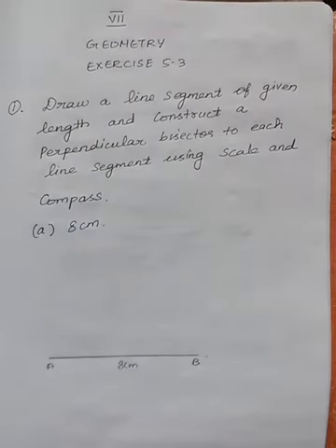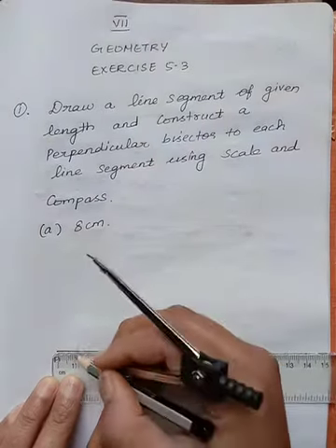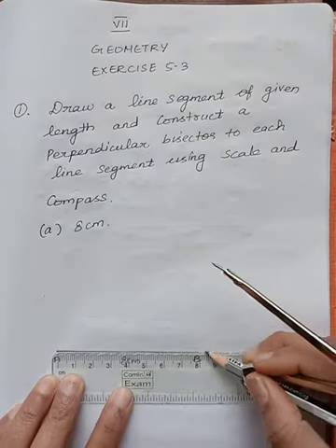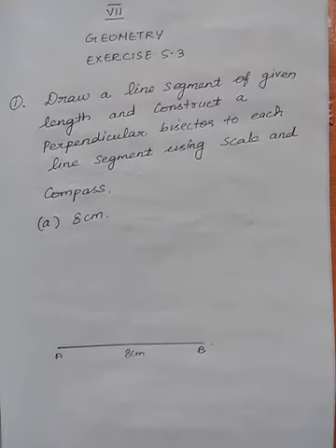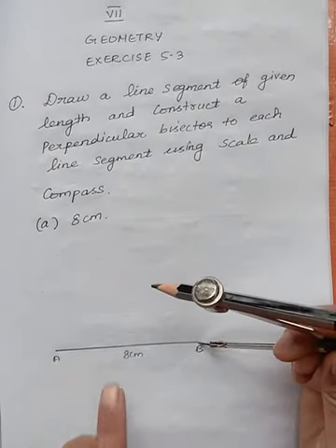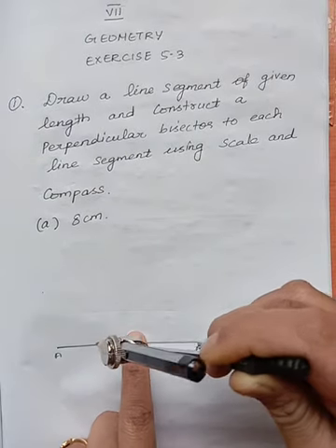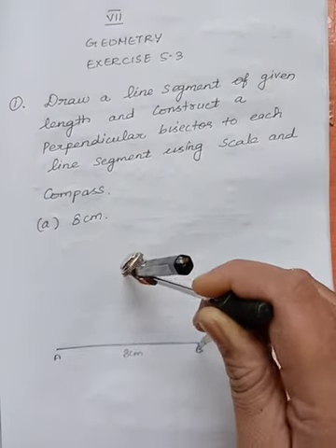Your first question is 8 centimeter. So I have measured 8 centimeter. I have drawn here. You have to start from 0 to 8. So this is 8 centimeter. Now we'll take half and above. You imagine half of the line will be so much. We'll take more than half of that, and we'll draw a perpendicular.